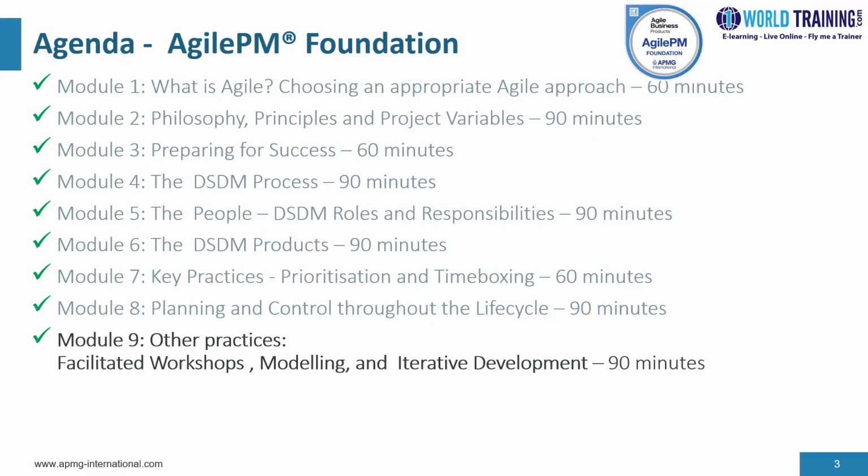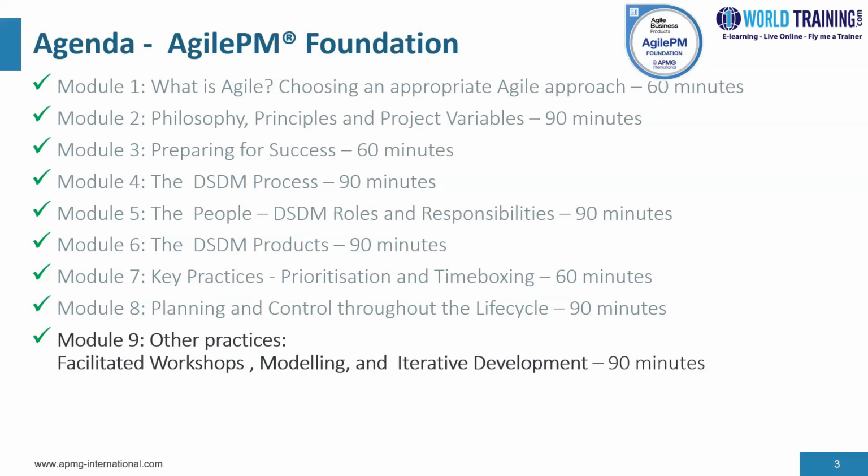In module number 2, we would cover the philosophy, principles, and project variables. You could set aside about 90 minutes of learning for this module. Module number 3 is preparing for success. Module number 4 is the DSDM process, which is the key methodology that Agile Project Management endorses. And module number 5 talks about the people involved in this process, the various roles and responsibilities. You could set aside about 90 minutes for understanding the various people involved and what their responsibilities are.